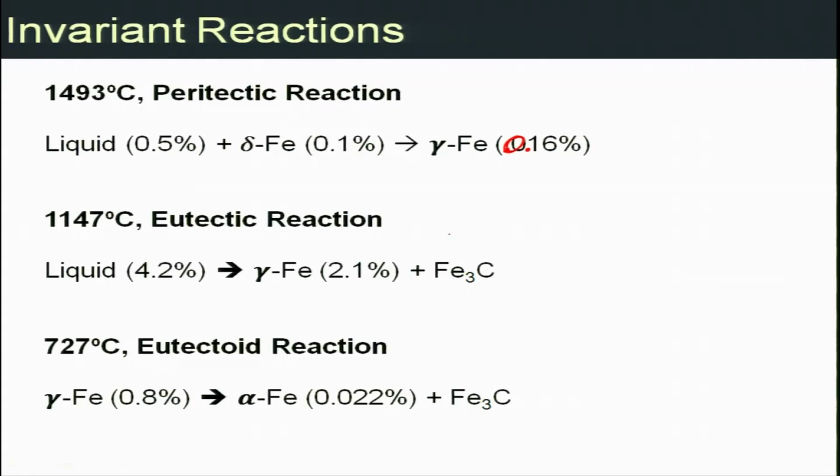At 1147 degrees centigrade, you have eutectic reaction in which liquid of composition 4.2% transforms to gamma iron of 2.1% and Fe3C, a line compound. At 727 degrees centigrade, eutectoid reaction occurs in which gamma iron of composition 0.8% transforms into alpha iron of 0.0002% solid solubility and Fe3C. These are the three major invariant reactions that occur in the iron carbon phase diagram.